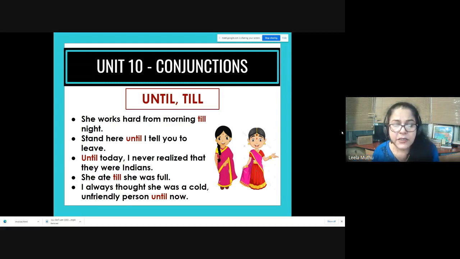Okay. She ate and ate and ate and ate and ate. It was an ongoing thing till she was full.